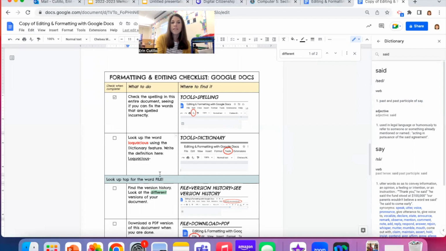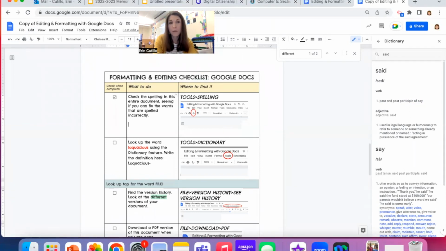Okay, so that is what we're doing today. We are checking the spelling of the whole document. If you want, down here, you could also write a sentence and spell some words wrong on purpose or use incorrect grammar on purpose just so that you can see how it changes and how it notices it. And then here you're looking up the word loquacious. I just picked that word because it's an interesting word and maybe you can use it in your writing. But you're going to write down the definition here and then check them off when you're done.